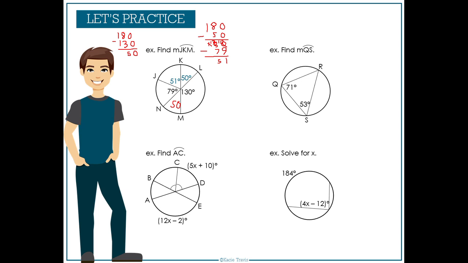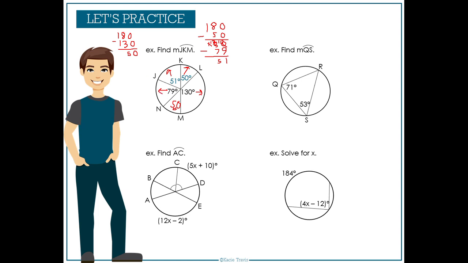So that means that whatever this is, 51, this is also 51. This arc here is also 50. This big one here is also 130, also 50, and this is also 79.